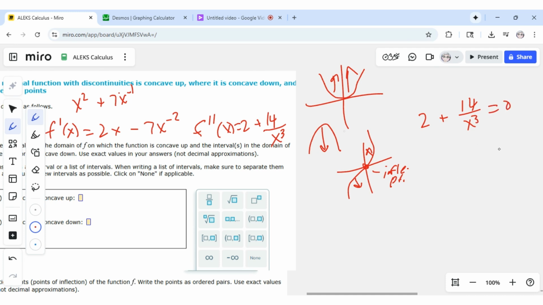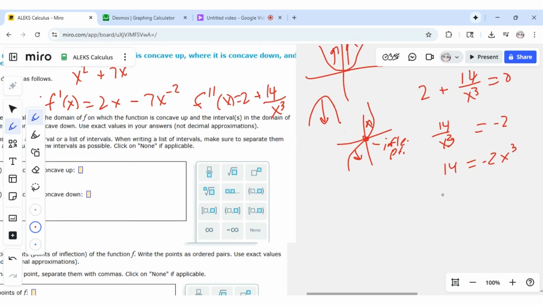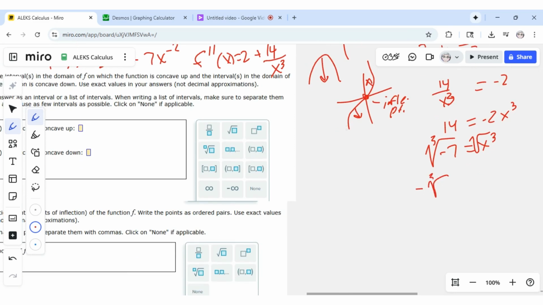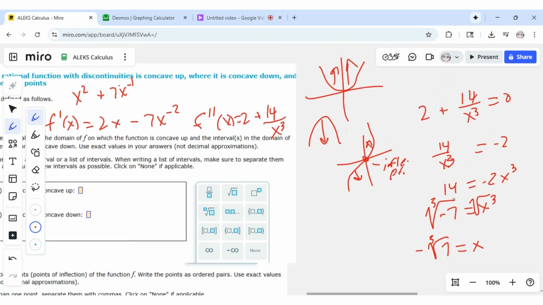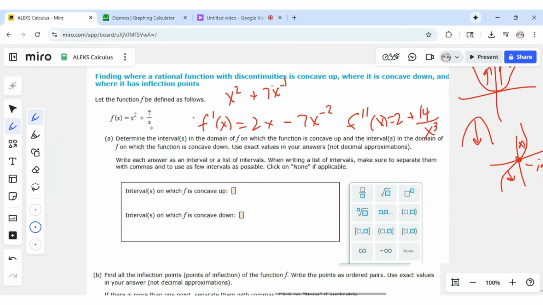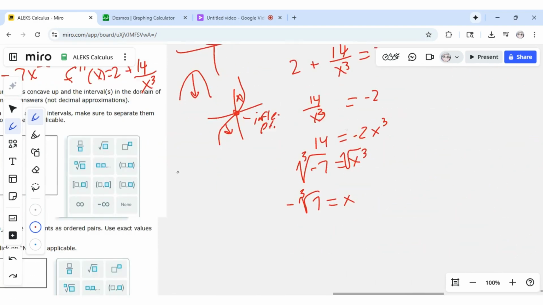Well, let's do some solving. I'm going to subtract 2 from both sides. Now I've got negative 2 equals 14 over x cubed. Now I'm going to multiply both sides by x cubed. So I'm going to get 14 equals negative 2x cubed. Then I'm going to divide by negative 2. That's going to give me negative 7 equals x cubed. Now I can take the cube root. So we want the cube root of negative 7, or the negative cube root of 7. Same thing. So that is probably going to be our inflection point. We should test the regions to make sure. And then one other thing to remember is that this function is undefined at 0. So that's another point for us to test.